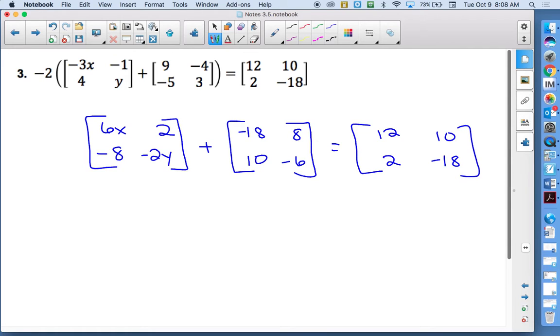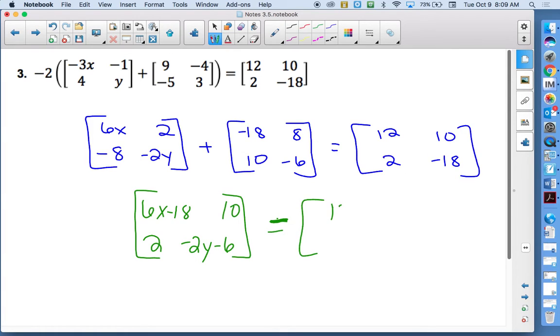Brandon, what's next then? And what do you get when you combine the left side? 6x minus 18, 10, 2. And negative 2y minus 6. Again, that should match up with the other side. So make sure the 2 elements that you do know, without the variables, are matching up.